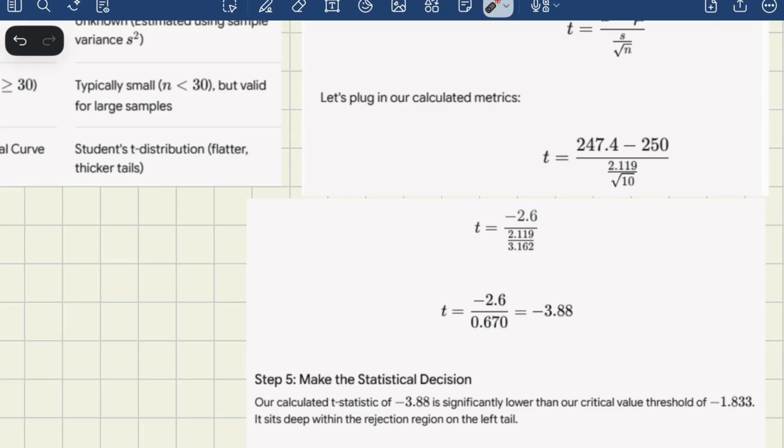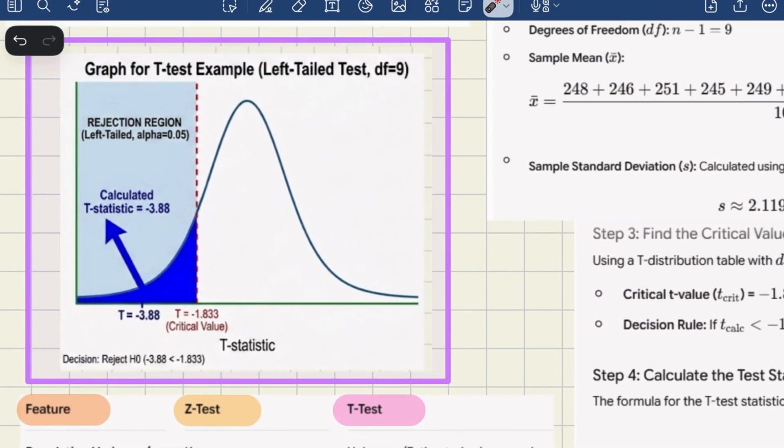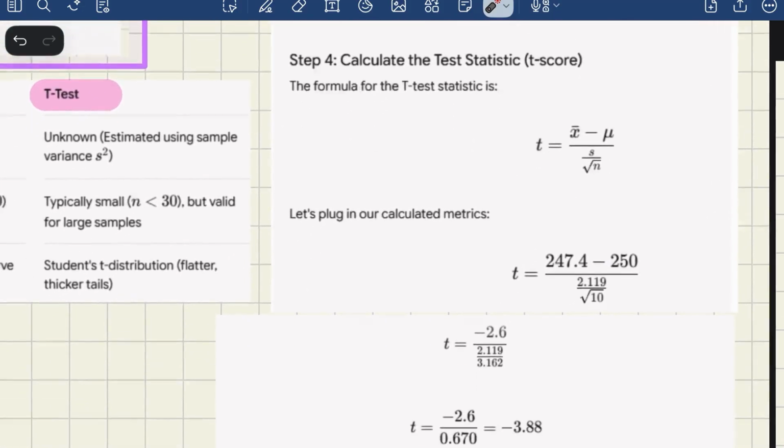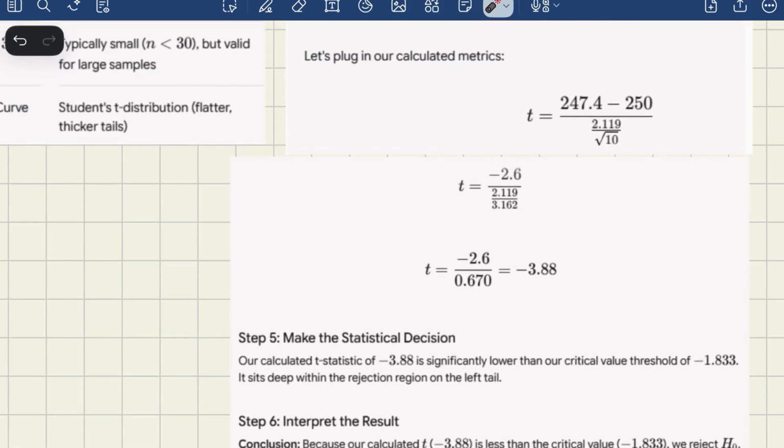Alright, so now we match the calculated statistic against our critical line. Our calculated t-score is minus 3.88 and our boundary is minus 1.833. You see that it sits deep within the rejection area. Since minus 3.88 is way lesser than minus 1.833, it will be in the left shaded region. You see, this is the critical value and we received minus 3.88. So it lies in the rejection area, right? So what do we conclude from this? Because our calculated value is way lesser, we reject the null hypothesis again.